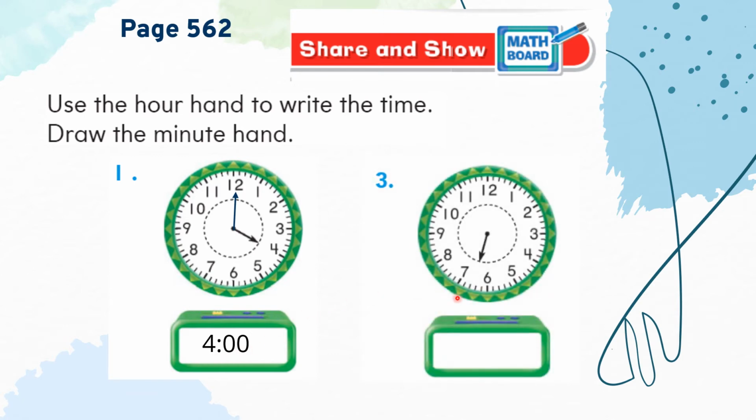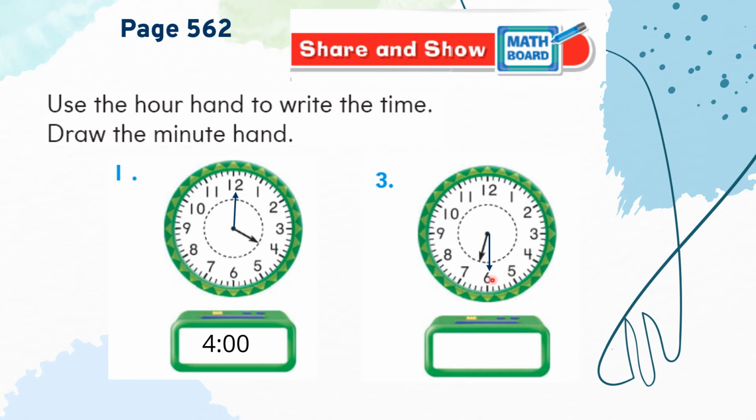The next question. Now let's look at this hour hand. It is pointing in between number 6 and 7. So it means it has already been 6 o'clock, but it is not yet 7 o'clock. So it is after 6 o'clock. And then we draw the minute hand at 6 here, because we say it's half past 6 o'clock.